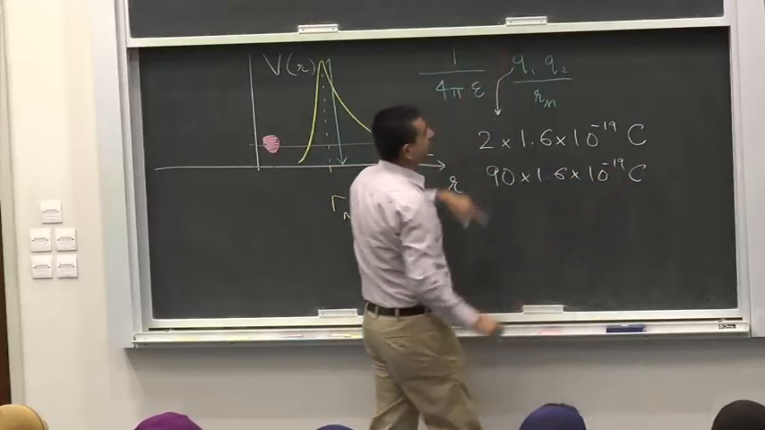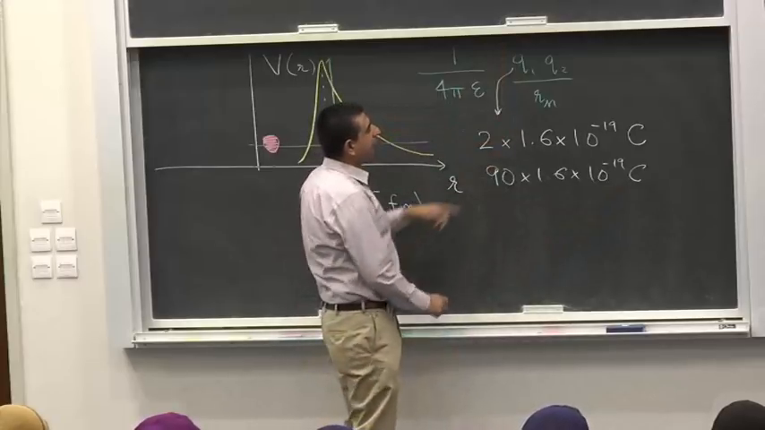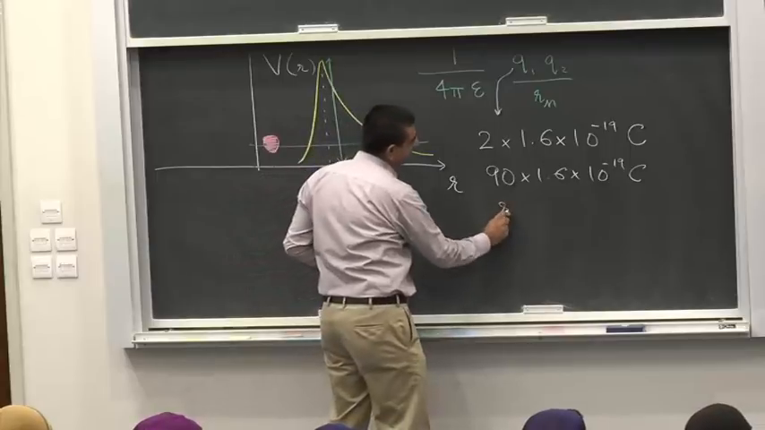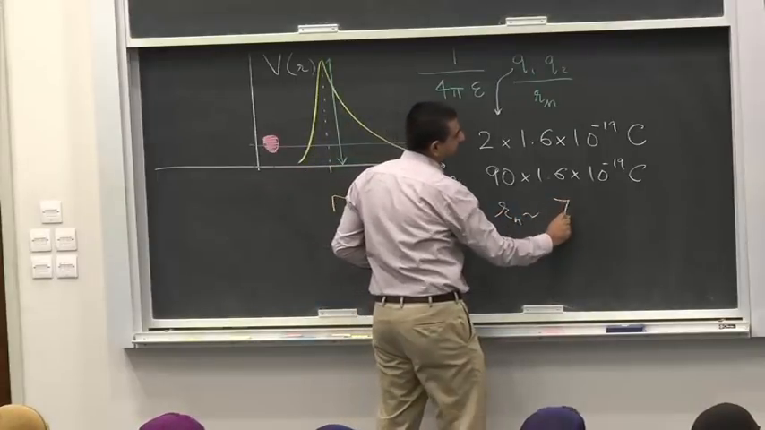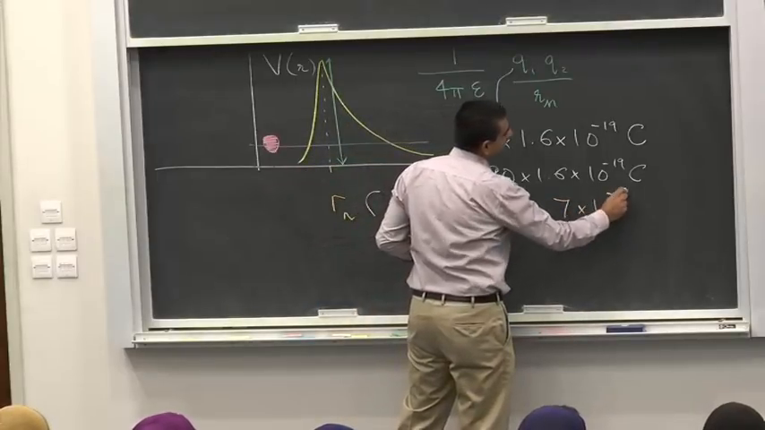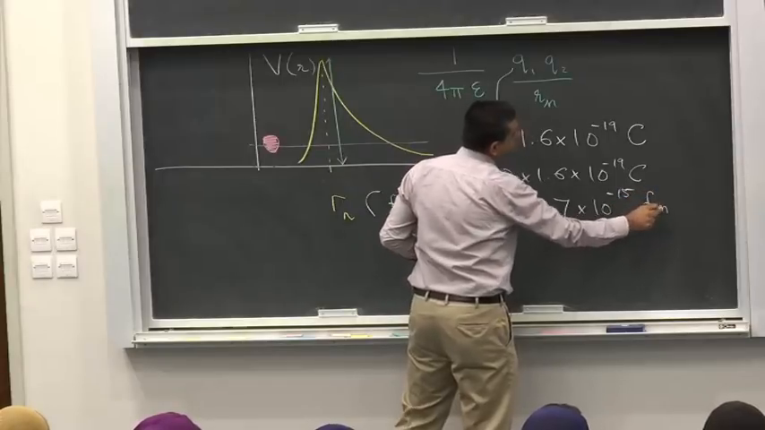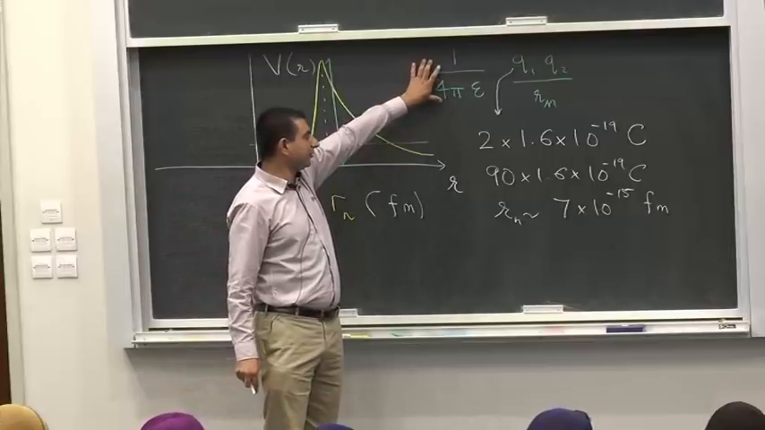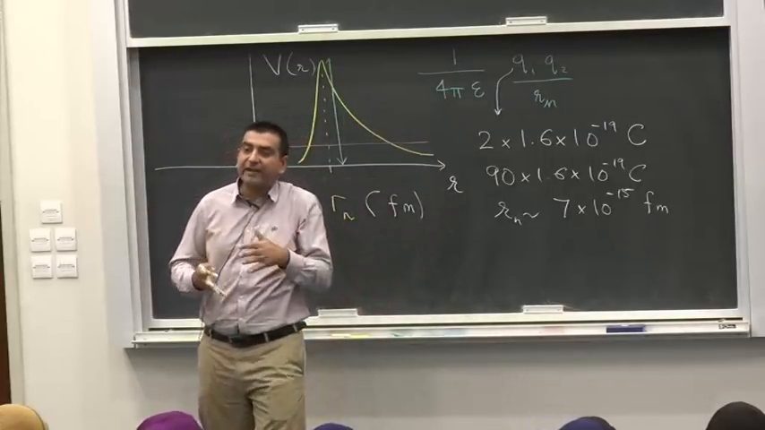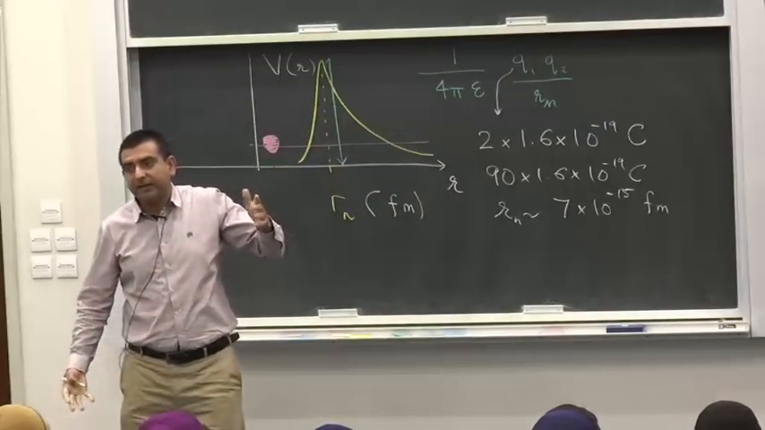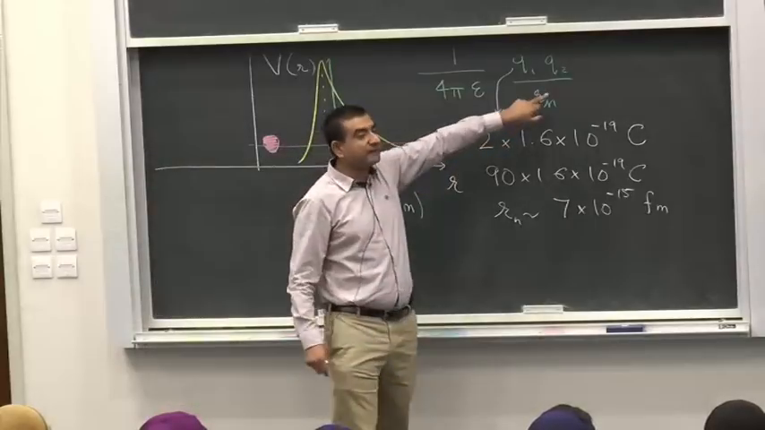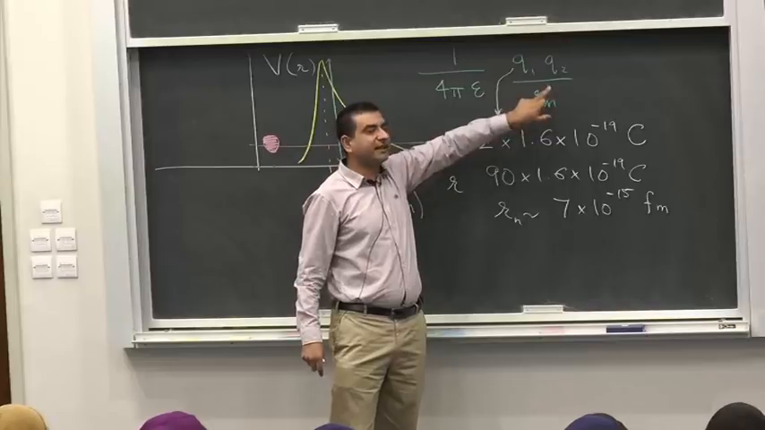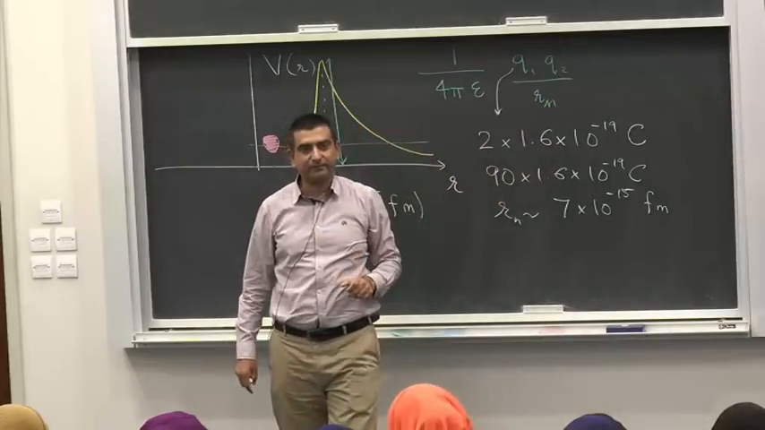You insert this value. You insert a typical value for the nuclear radius, about say 7 times 10 to the power minus 15 meters. You plug in these values, and you are able to find the energy. Remember, when we talk about energy, we don't have a square here, because if you took the derivative of this, you would get forces.